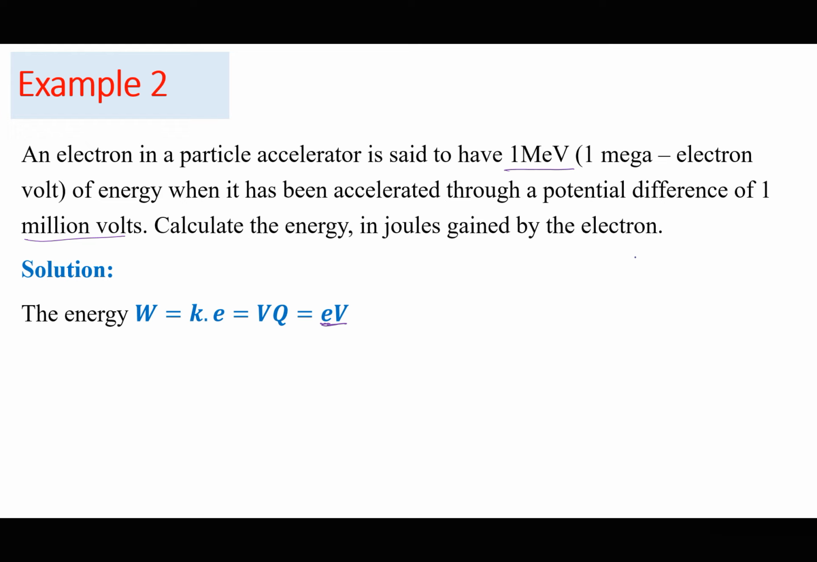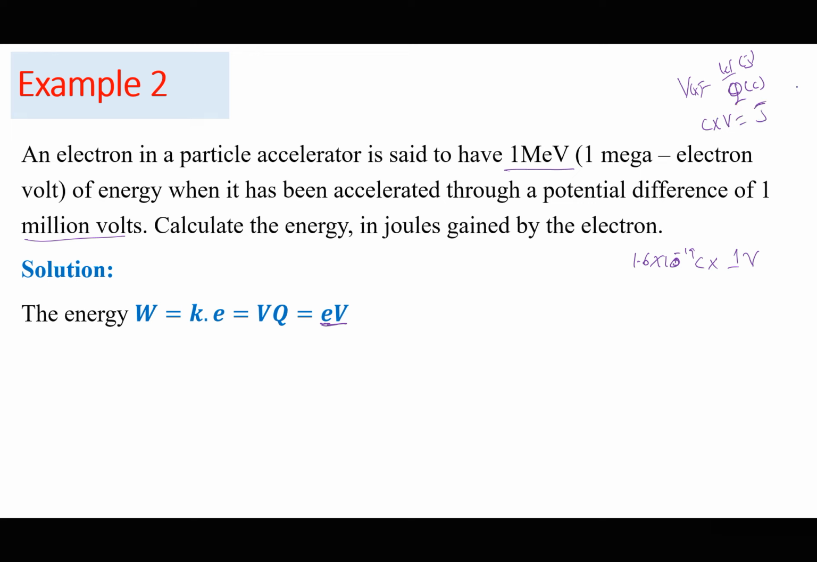So 1 electron has a charge of 1.6 times 10 to the power of minus 19 coulombs, then times 1 volt. A coulomb times a volt will give us the joules, because remember we saw that V was equal to the work done divided by the charge. This was in joules, this was in coulombs, and this was in volts. So a coulomb times a volt gives us the joule.